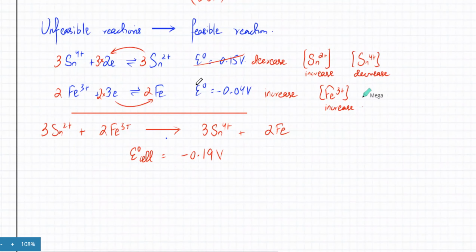But you can't do that for all reactions, because even by changing concentration, it will only become slightly higher or slightly lower. So if the potential gap between the two reactions is huge, then you can't do anything about it. Is that clear? Can you please repeat it? Yeah, I'm just saying that if this had been 0.8 volts instead of 0.15, you would not have been able to make it into a feasible reaction.